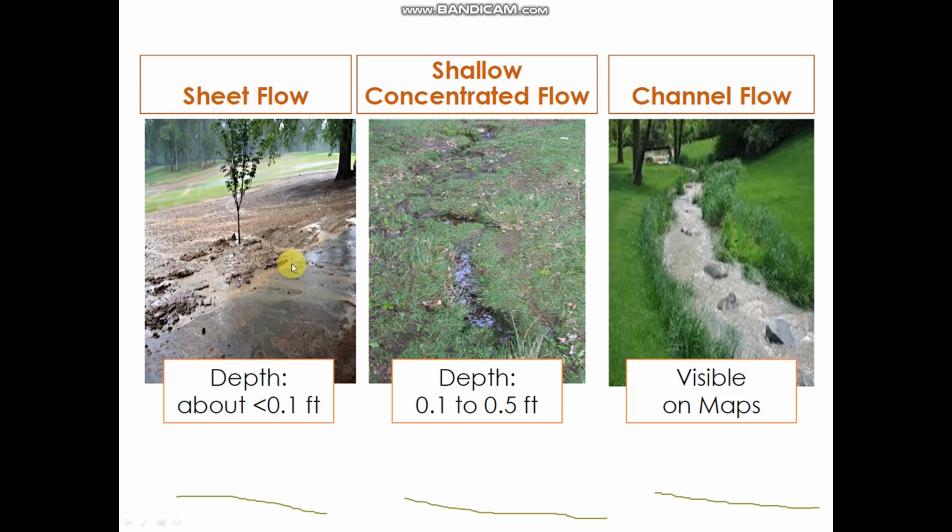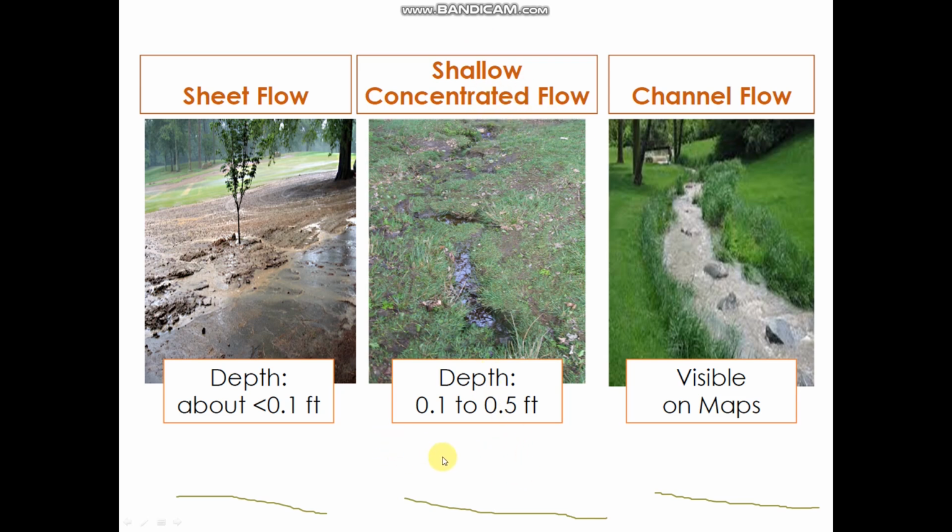Regarding its depth, it is less than 0.1 feet, or you can say 1 centimeter depth of water. It travels a distance of 150 feet at most, because after traveling as sheet flow for 150 feet, it gains some more depth, and at that time it transitions into the shallow concentrated flow.